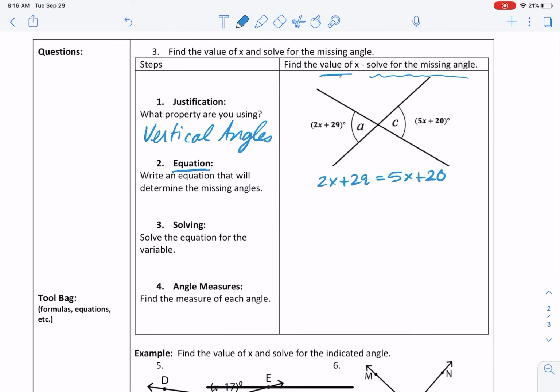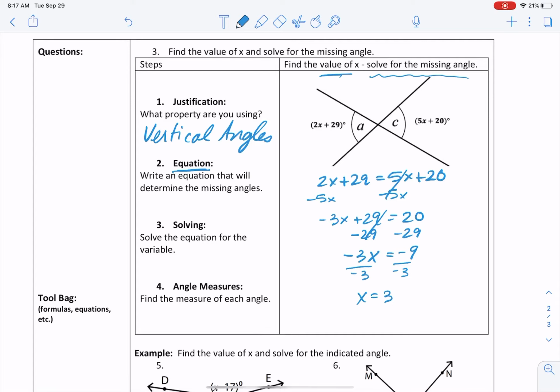Step 3 is to solve the equation. So then we subtract 5x from both sides. Negative 3x plus 29 equals 20. We subtract 29 from both sides. Negative 3x equals negative 9. X equals 3. That's the solving step, but it's not the finding angle step.